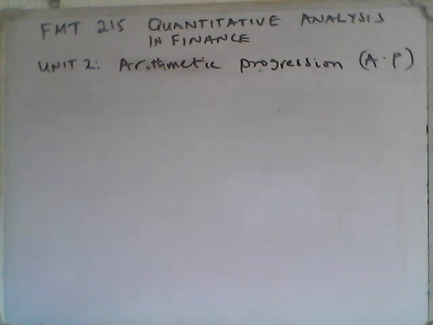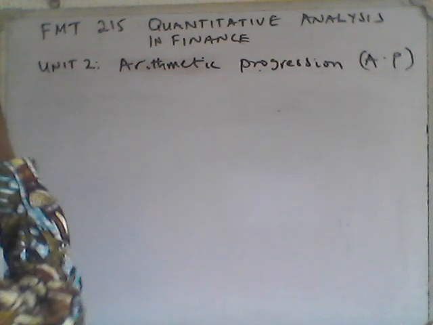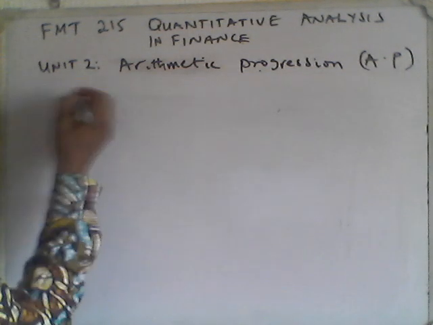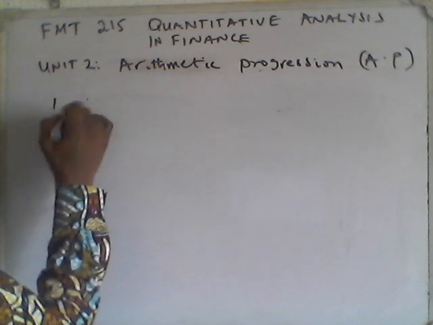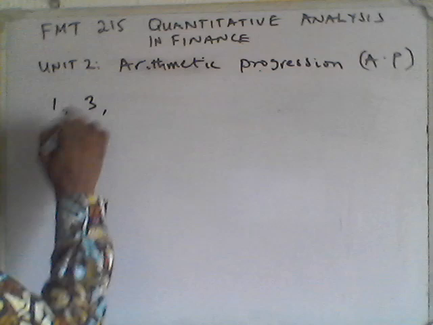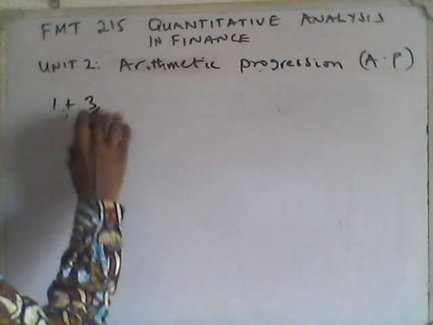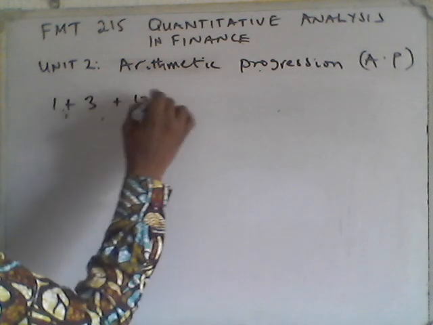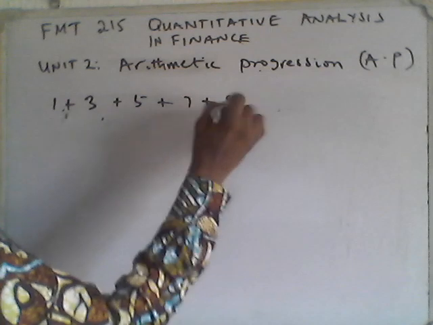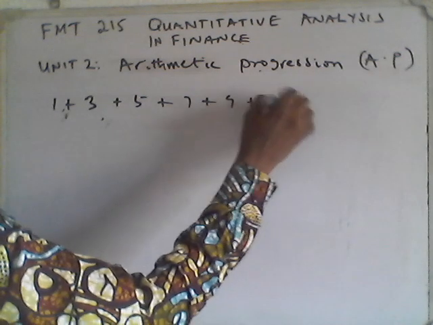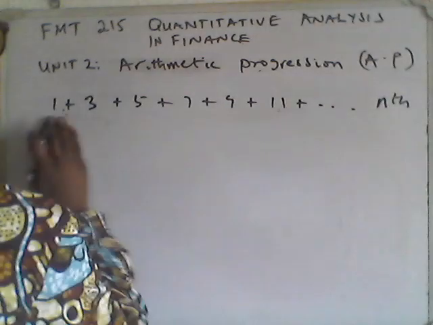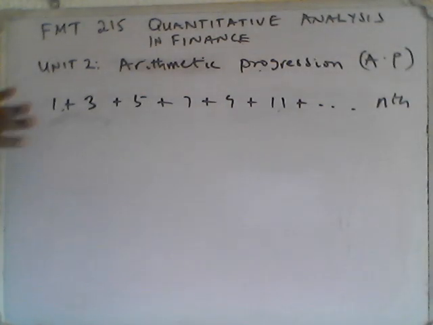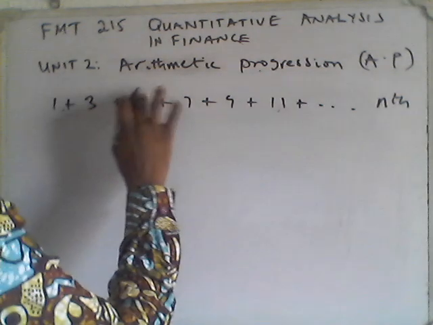I will quickly start by giving an example of an AP. An Arithmetic Progression series can look like this: 1 plus 3 plus 5 plus 7 plus 9 plus 11 plus, and so on, to the nth term. Okay, so this is a series. Now, what are the characteristics, the traits, of this series?